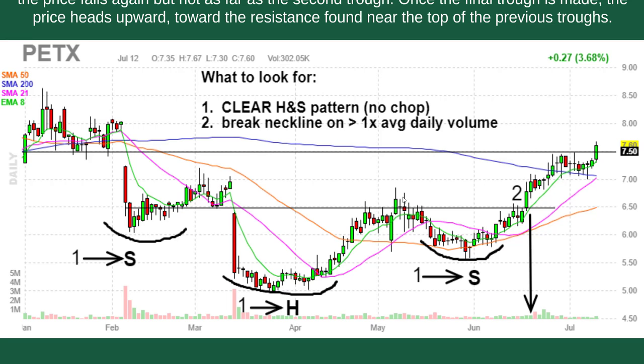So that being said, the second thing is I want to see that neckline break on volume, again, at least 1 time average daily volume, greater than 1 time average daily volume. And to back up a little bit, before when I was talking about how people interpret and analyze these charts differently in different flavors, you'll talk to some technical analysts that will put the neckline at 650. You'll talk to some that put the neckline at 7, and you'll talk to some that put the neckline all the way up here at 8 or at the gap.